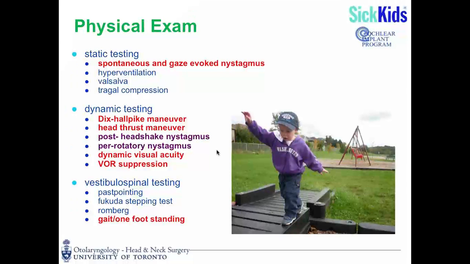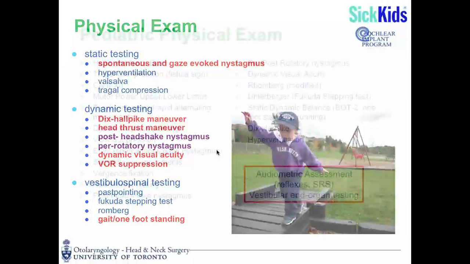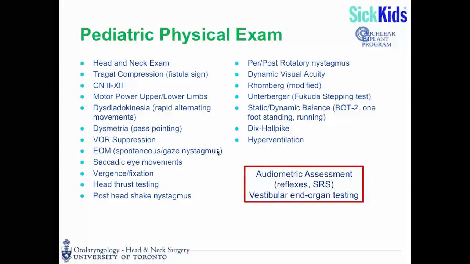When residents come to clinic with me, they often want an outline of how to do the dizzy exam and in what order to go through things. So I've created this list for them that is my top to bottom list of the pediatric physical exam, and it's in the order in which I complete the exam.